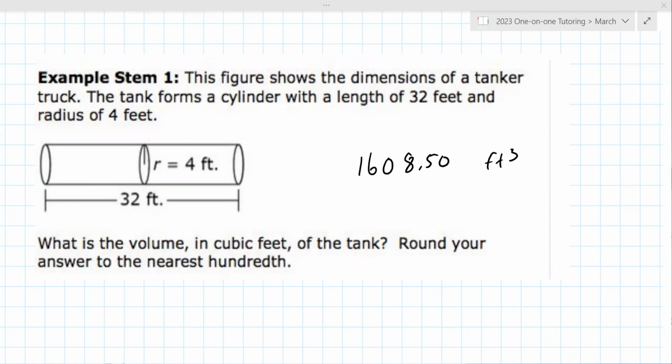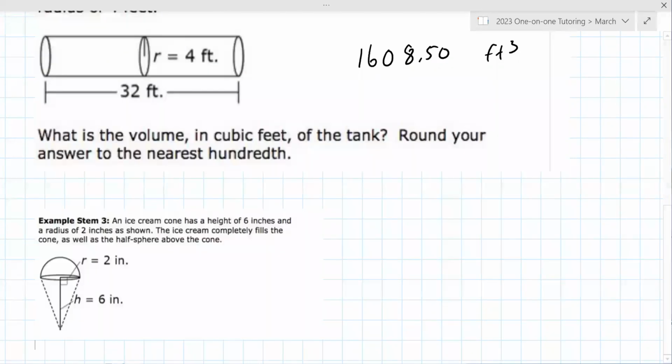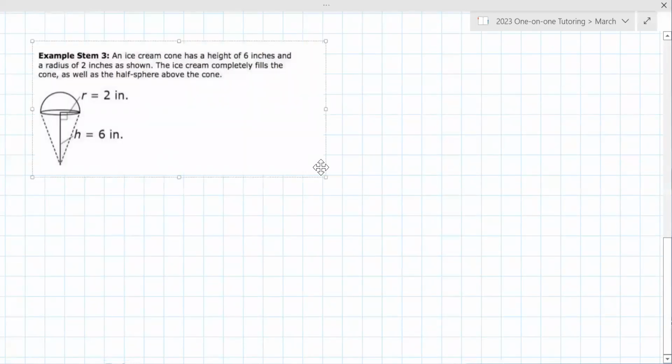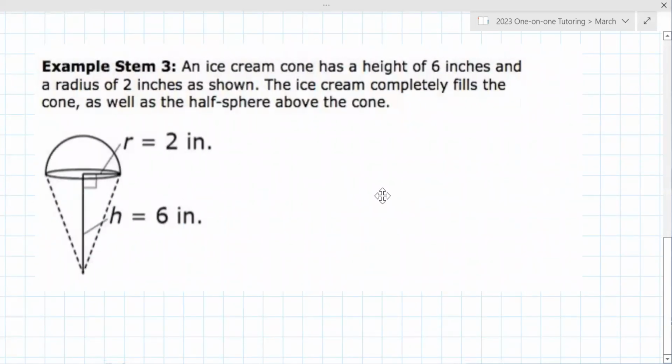Okay. Here is a more challenging problem, because these are all too easy for you so far. This is the ice cream cone problem. An ice cream cone has a height of 6 inches and a radius of 2 inches. The ice cream completely fills the cone as a half sphere. The question asks for the volume here. This time I want you to round to the nearest tenth.